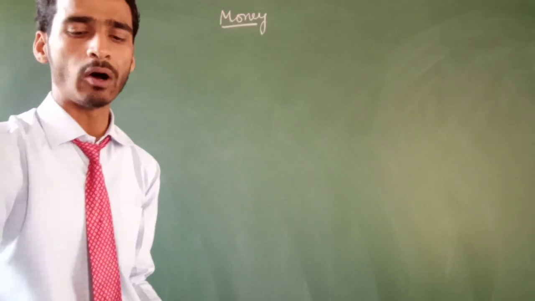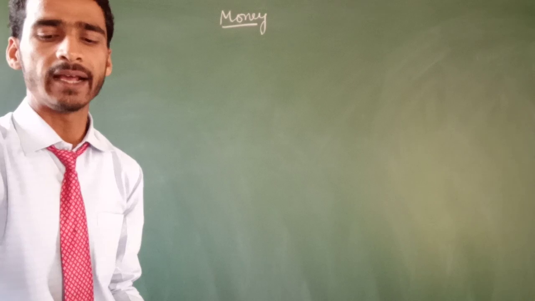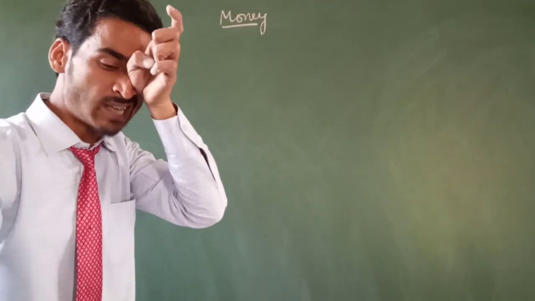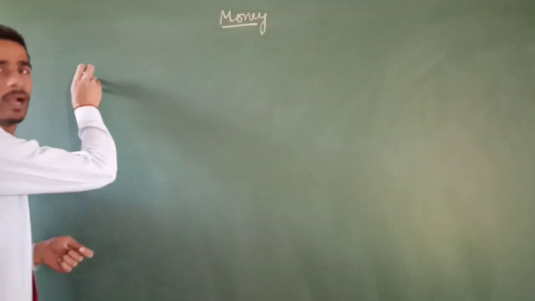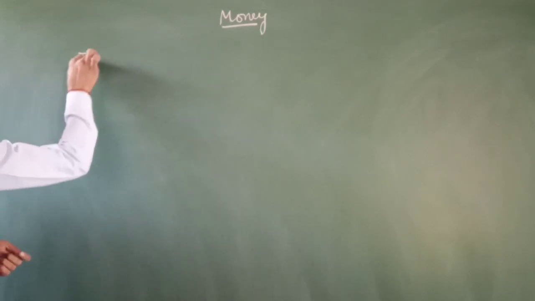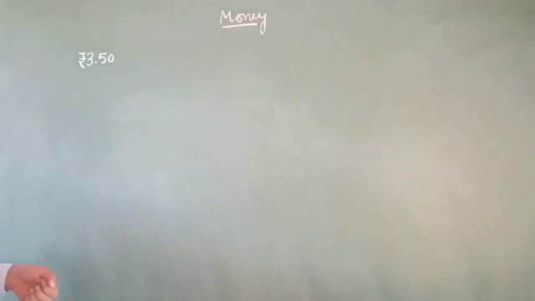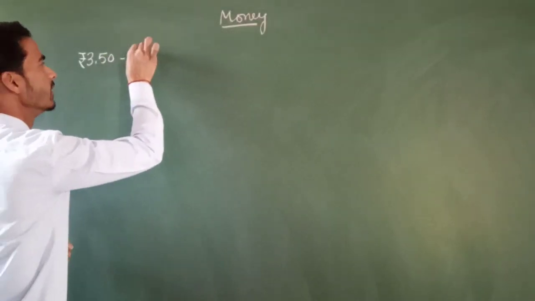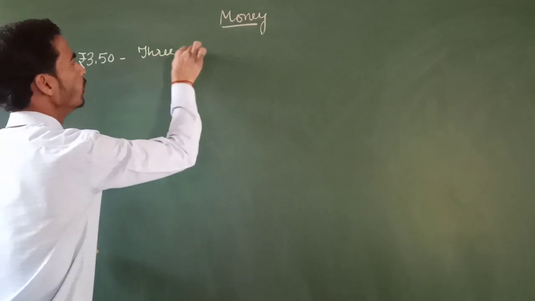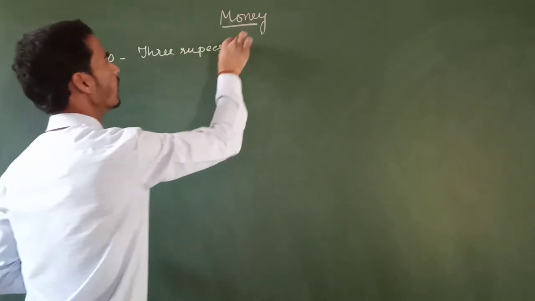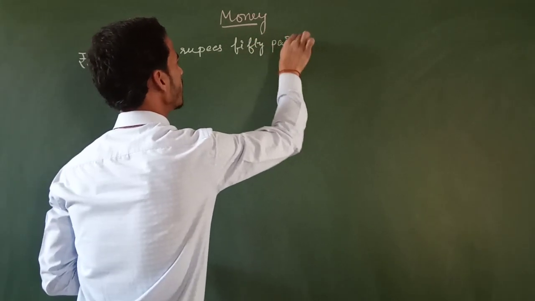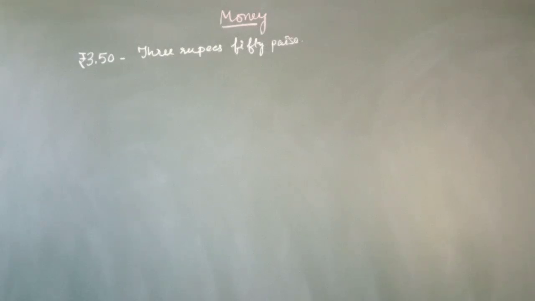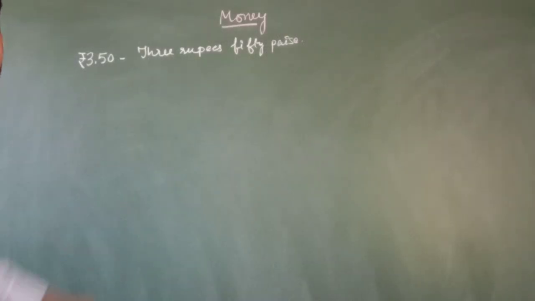Okay, and you can write an amount of money in two ways, in words and in figures. For example, there is a money that is 3 rupees 50 paise. In words you can say 3 rupees 50 paise. So you can write an amount of money in two ways, in words and in figures.